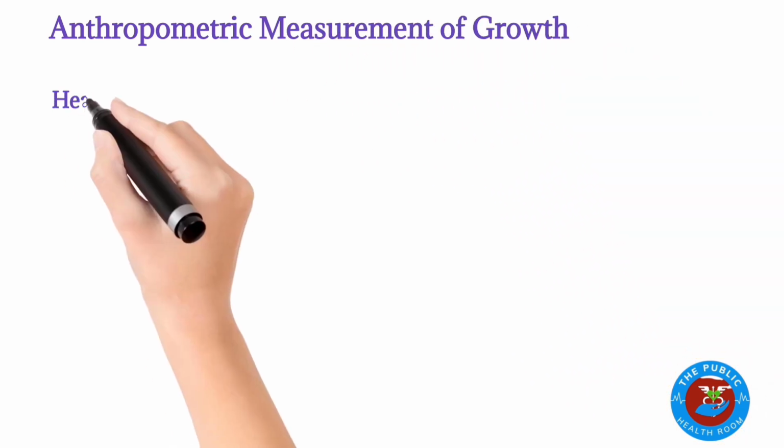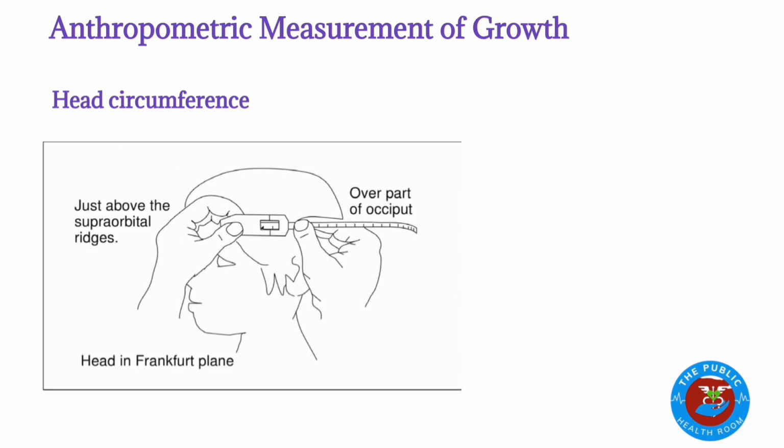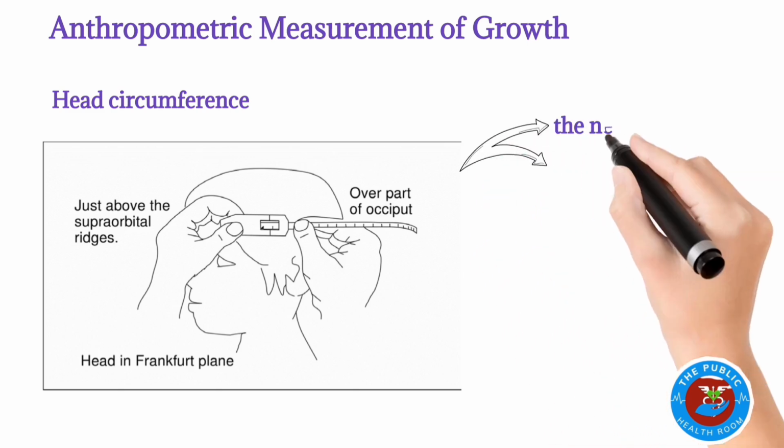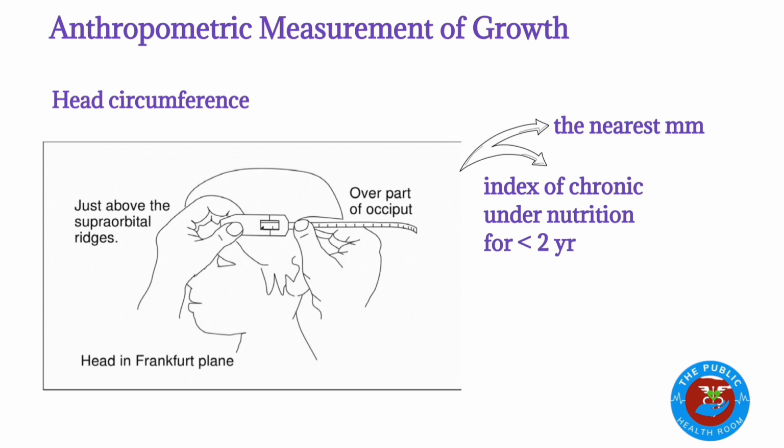Anthropometric measurement of growth. Head circumference. Head circumference should be measured along the supraorbital ridge anteriorly and occipital prominence posteriorly, and the measuring tape should be flexible, non-stretchable. The Frankfurt position, facing left side and arms relaxed. Tape at the same level on each side of head, tied to compress hair. Head circumference should be measured to nearest millimeter. Head circumference for age is an index of chronic undernutrition for children less than 2 years.